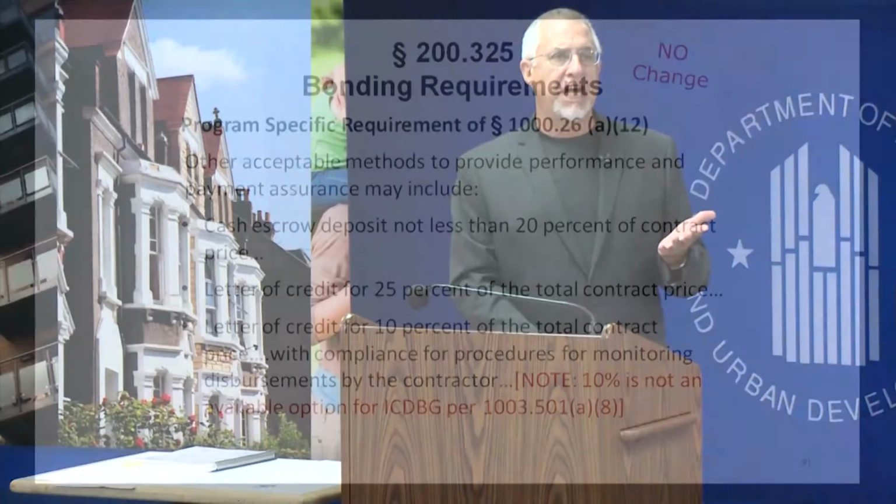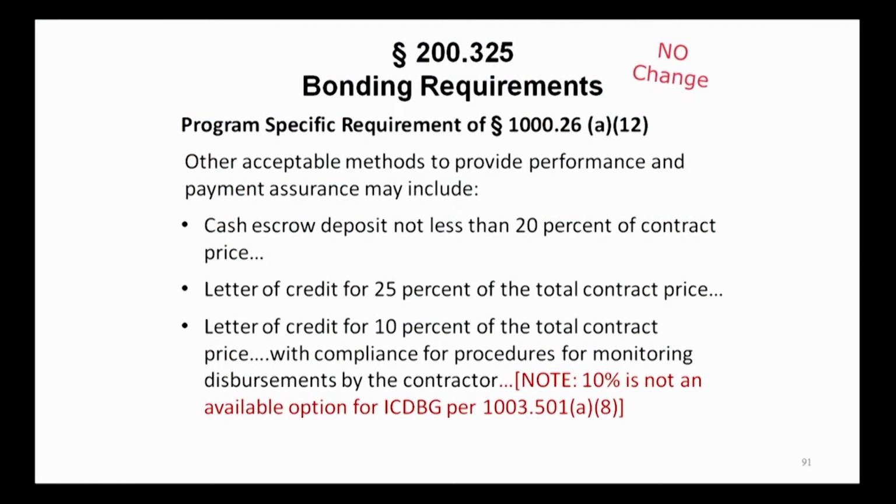There really isn't a change here. Do want to point out that the uniform guidance establishes guidelines for bonding requirements. We do have some program-specific requirements here for IHBG, as shown, that provides an alternative to what's in the uniform guidance. The uniform guidance talks about bid guarantees of 5%, performance bond of 100%, payment bond of 100%.